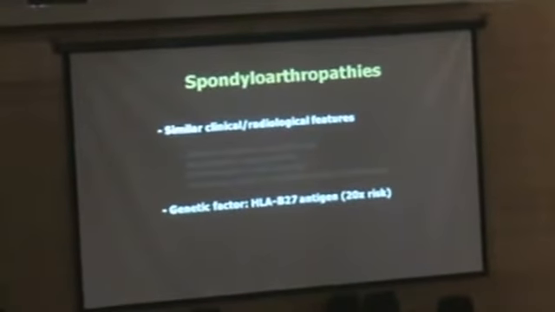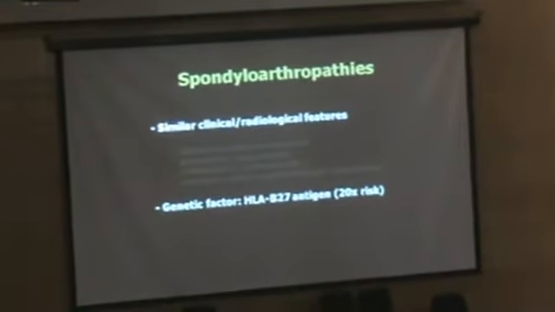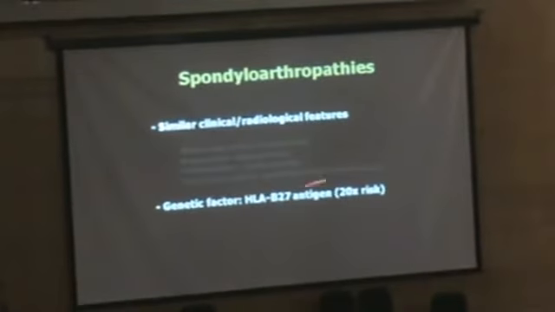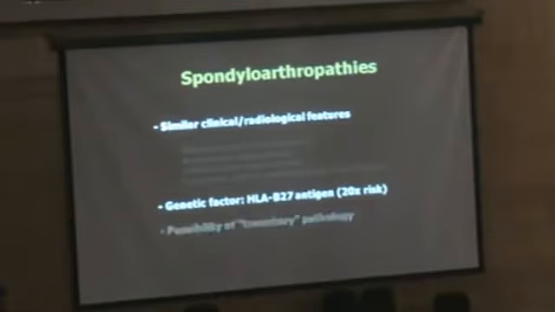Another particular point about the spondyloarthropathies is the genetic factor. Many of them express some histocompatibility antigens, and the most common of them is the HLA-B27 antigen. And just to tell you that if a person tests positive for the HLA-B27 antigen, he or she has 20 times more risk to develop a spondyloarthropathy compared to a subject without such antigen.